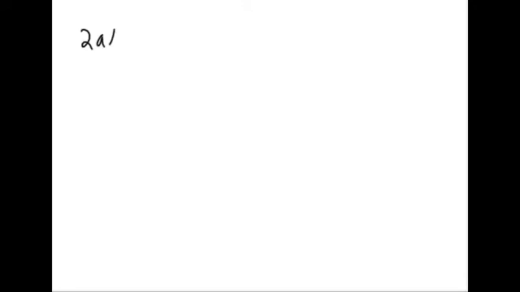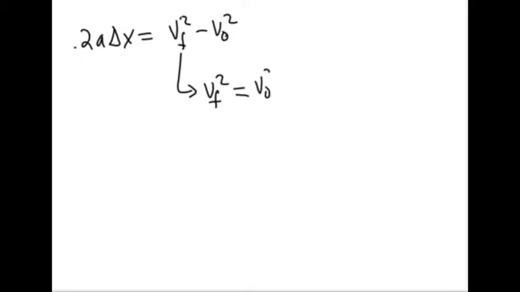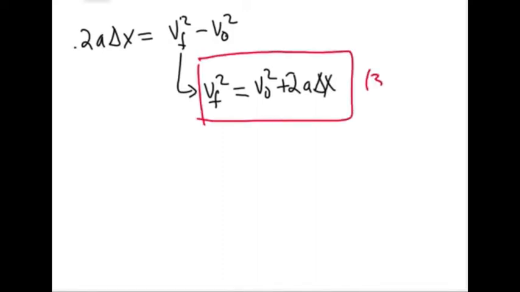We have 2a delta x on one side of the equation. The other side had the final velocity squared minus the initial velocity squared. Now all we need to do is rearrange terms, and this says the final velocity squared equals, bringing this to the other side of the equation, v0 squared plus 2a delta x, and this right here is in fact equation 3. So we have now gotten the first 3 equations.